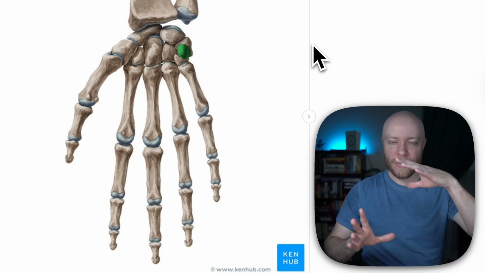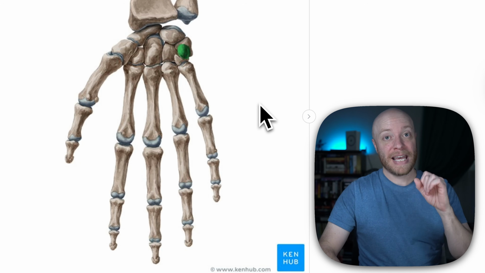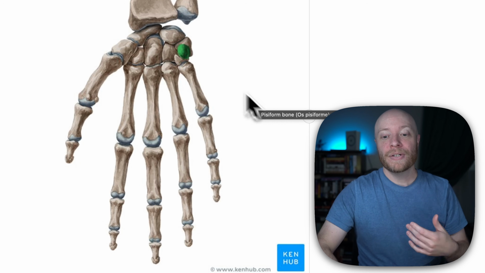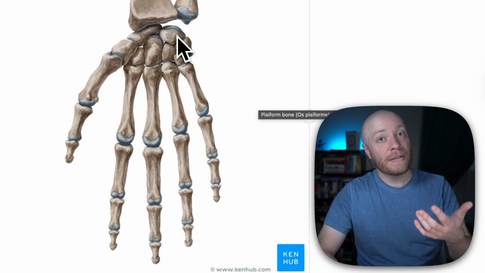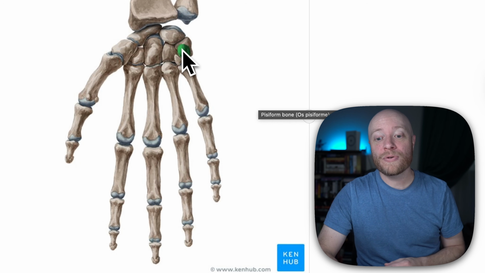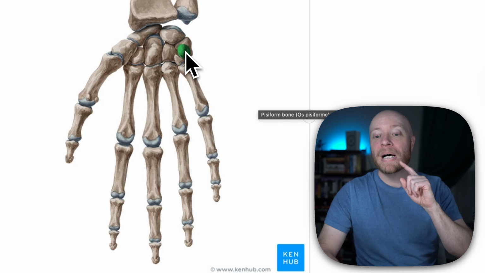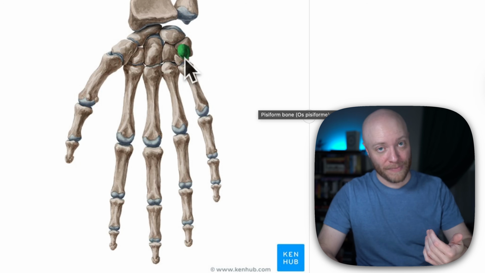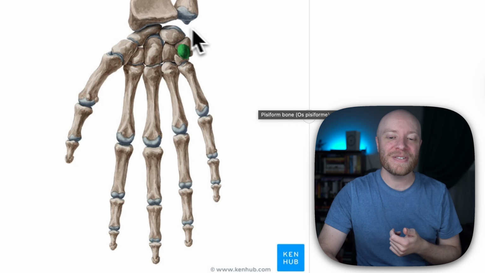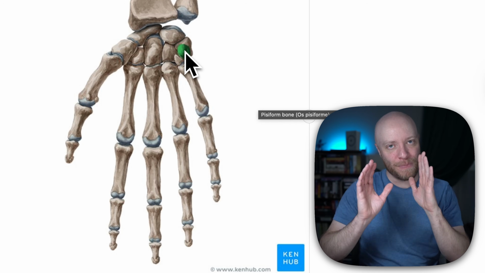So again, with our mnemonic, scaphoid would be some, lunate would be lovers, triquetrum would be try, which works, triquetrum, try, positions would be pisiform. All right, so some lovers try positions. These 4 bones are the proximal row.